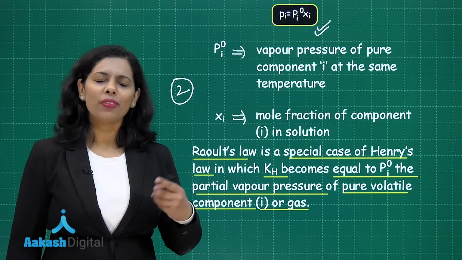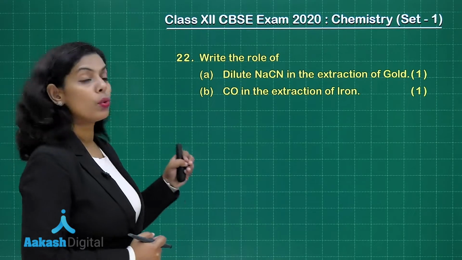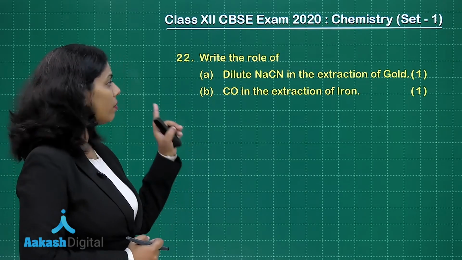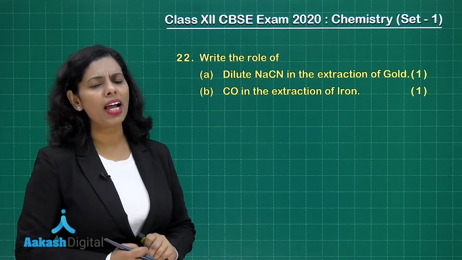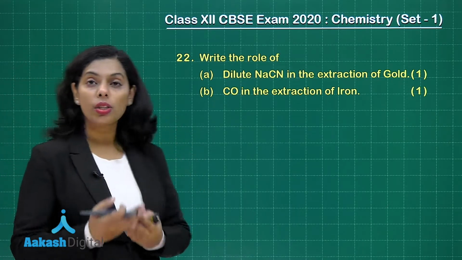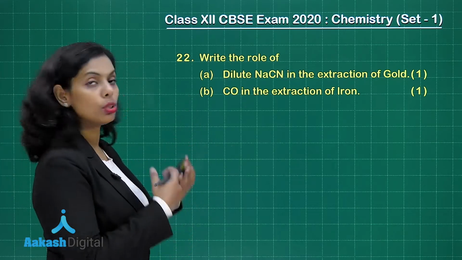The turn is there for the next question. Now here's question number 22. Write the role of dilute NaCN in the extraction of gold. First part will give you 1 mark. Then, the role of CO in the extraction of iron. The second part is also going to give you 1 mark. This question has internal choice. So we are considering here the first option that you can do here.